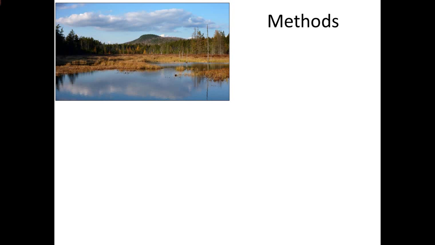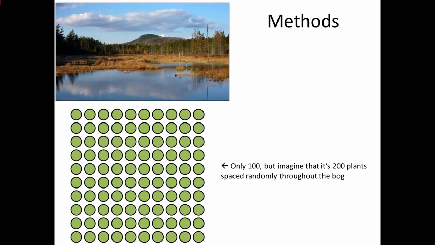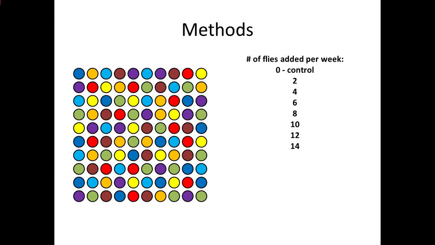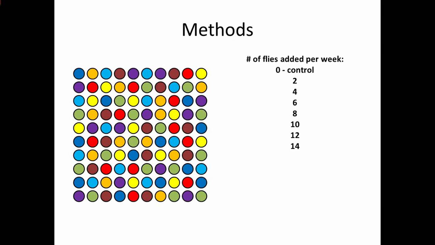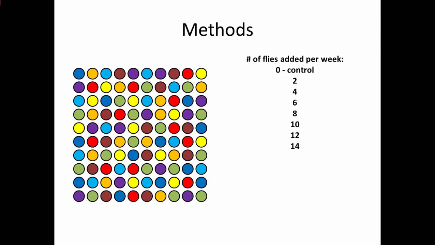So the way they conducted the study was in a Vermont bog. They selected 200 adult plants that were at least 50 centimeters from one another. So for the sake of argument, we'll assume this grid is 200 plants spaced randomly throughout the bog. And they were randomly assigned one of 8 different treatments. So 0 flies added per week, the control, then 2, 4, 6, 8, all the way to 14 a week. And they were fed frozen house flies throughout the summer. They were selected at random to avoid selection bias and accommodate the inherent variation amongst plants.